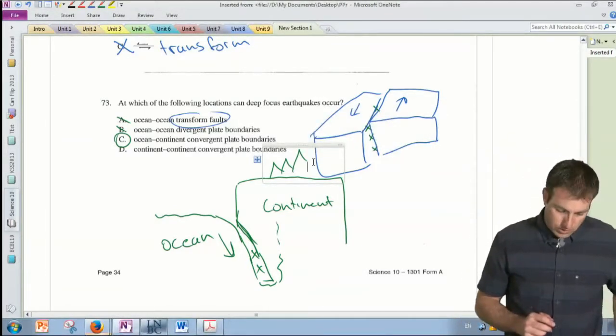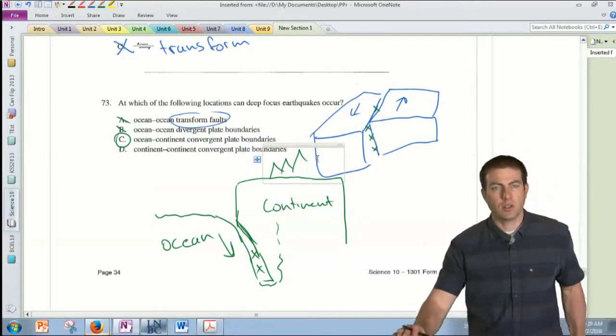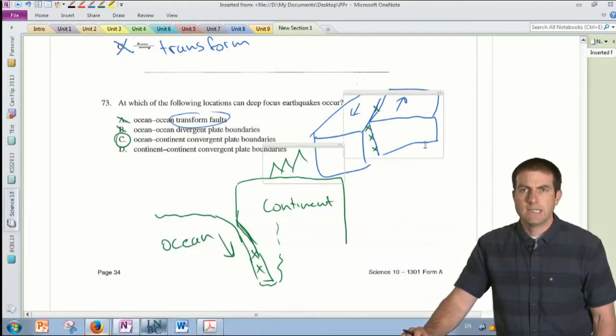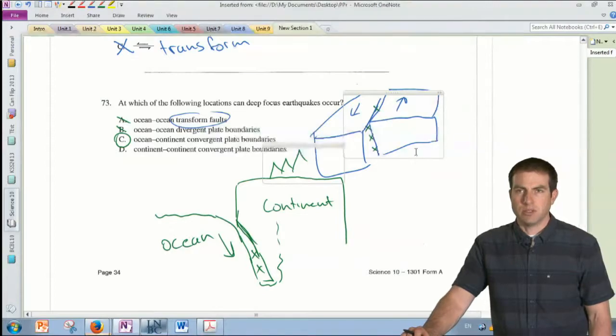So no, in general terms, don't think of earthquakes happening at divergent boundaries, sorry.